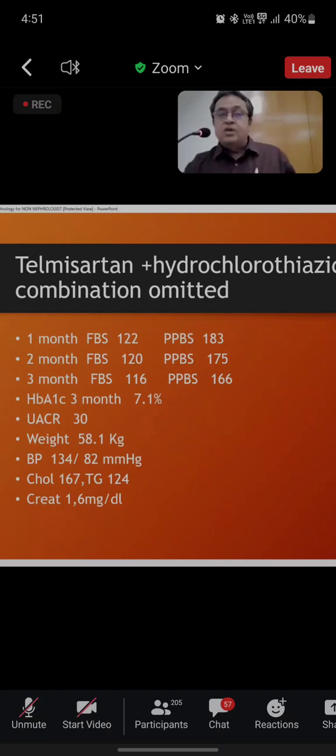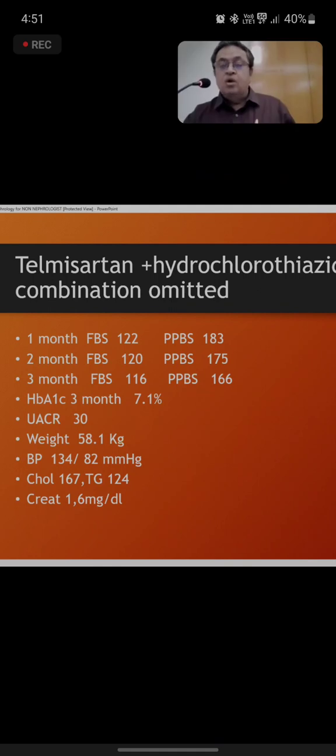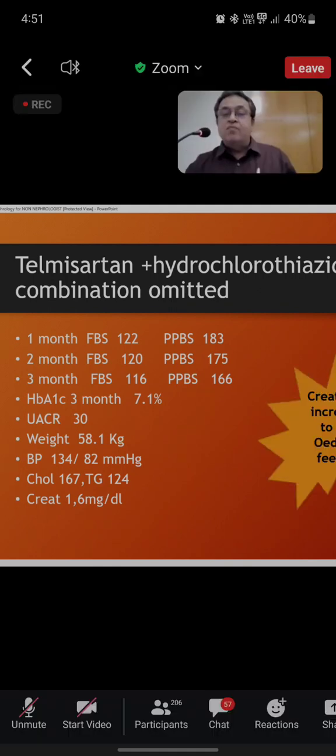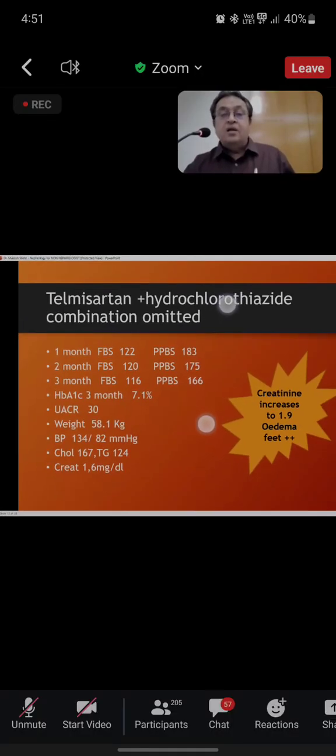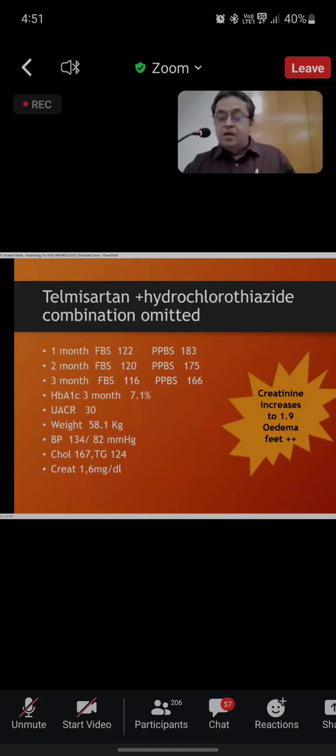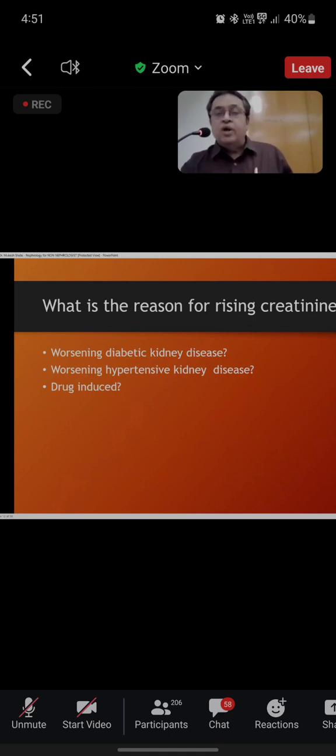So they thought that it is probably still that residual effect of telmisartan hydrochlorothiazide, which was omitted. And they were hoping that if everything else is controlled and ARBs are stopped, probably the creatinine would start coming down. But much to their surprise, the creatinine went up to 1.9. And in fact, because hydrochlorothiazide was omitted, the edema feet started appearing. So what is the correlation?